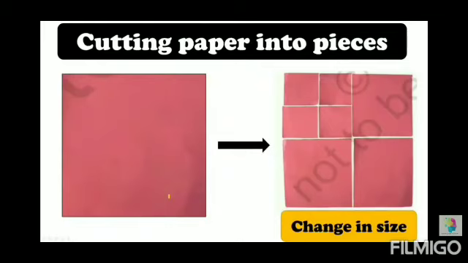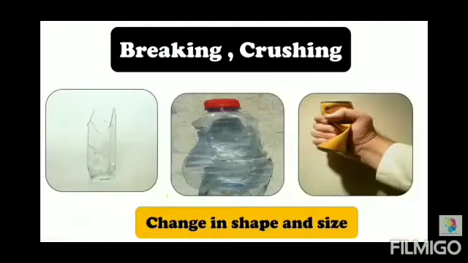Cutting of paper into pieces is a change in size, a physical change, because the several pieces of paper remain paper. यानी पेपर के पीसेस करने पर भी वो पेपर ही रहेगा, उसमें कोई भी फर्दर केमिकल चेंज नहीं होगा. इसलिए ये रिएक्शन भी फिजिकल रिएक्शन होगी, क्योंकि इसमें कोई भी न्यू सब्सटेंस फॉर्म नहीं होगा. इसका मतलब ये भी एक गुड एग्जाम्पल है फिजिकल रिएक्शन का.